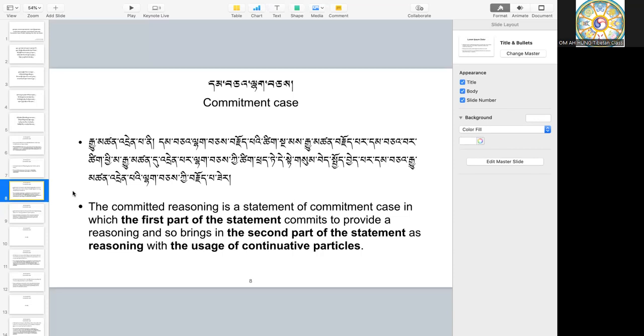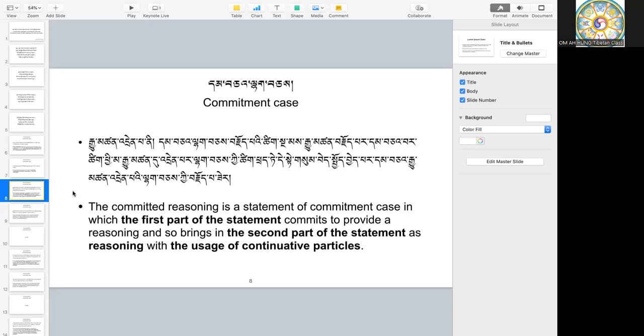So the first part in a way is making a claim. For example, the first statement may be, oh, tomorrow it is going to rain. That is a claim. And for every claim, if the reasons are unclear, it is required for the statement to provide the reasoning in the second part.